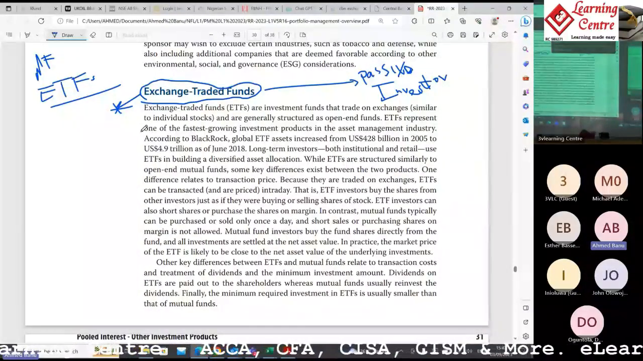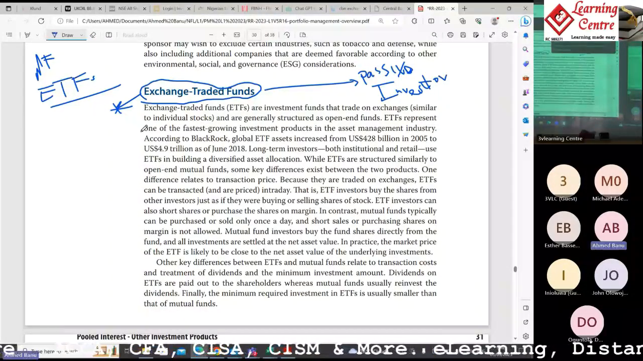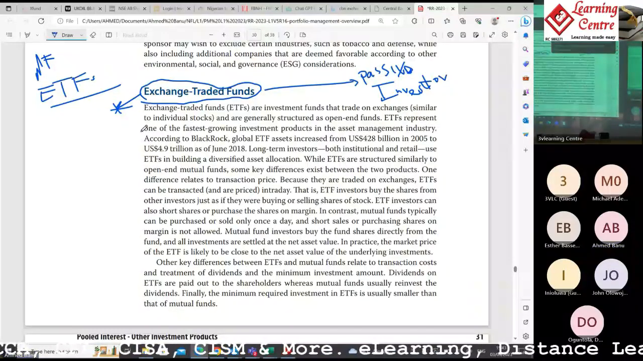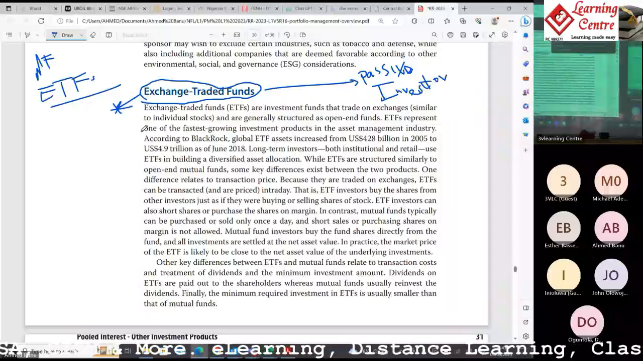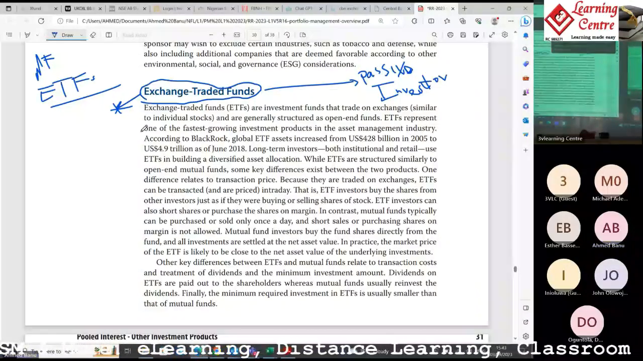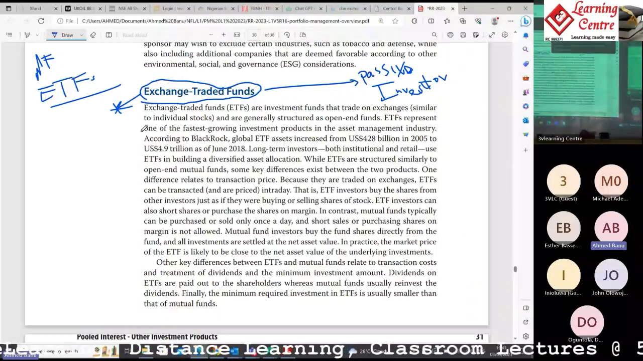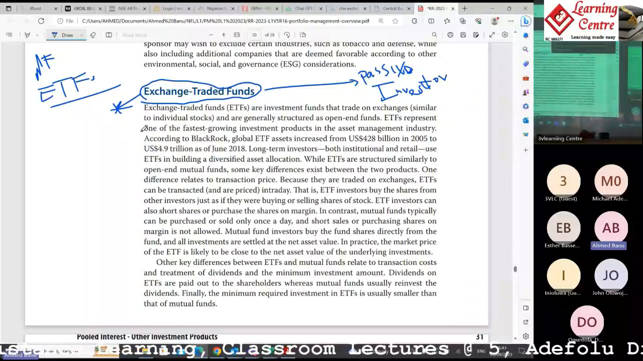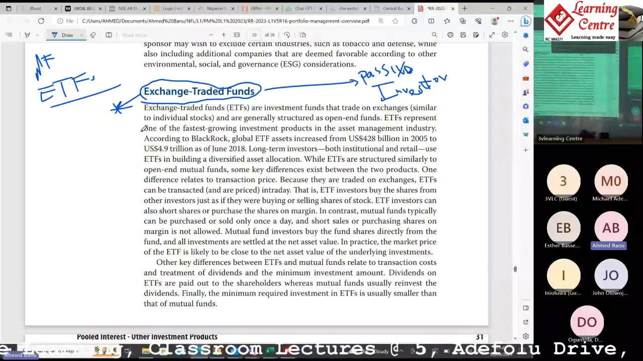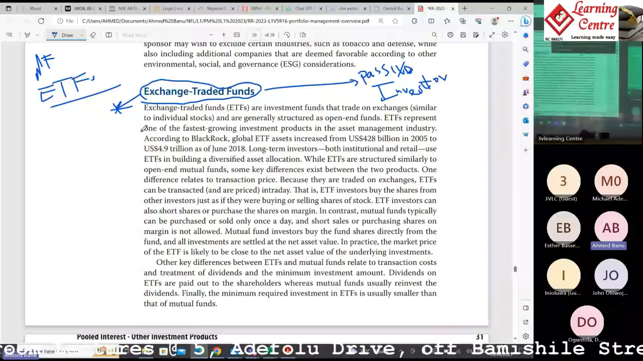So let me say that again. An ETF is a mutual fund that tracks an index and lists to trade like a stock. That is what an ETF is. Now, like I mentioned earlier, the whole essence is to contrast mutual funds and ETFs. So what are the differences between a mutual fund and an ETF?